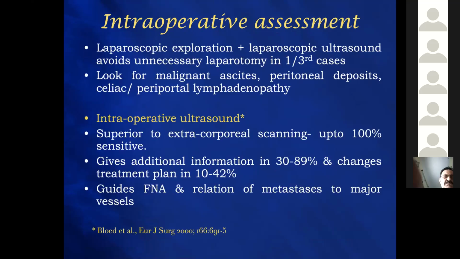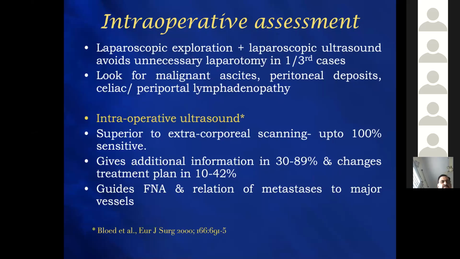So for intraoperative assessment, you can use laparoscopic exploration or laparoscopic ultrasound because unnecessary laparotomy can be avoided in 30% of the cases. Look for malignant ascites, peritoneal deposits, periportal and celiac lymphadenopathy. One study shows that you can still resect some periportal nodes along with liver lesions, but not celiac nodes.